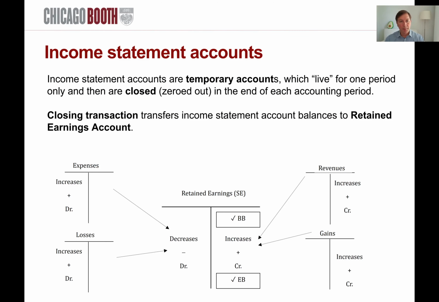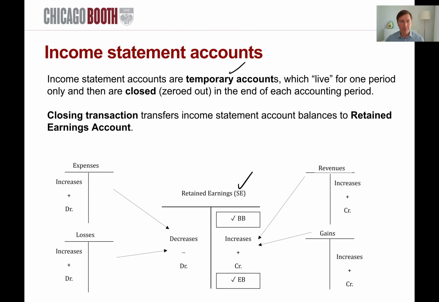Okay, last time we talked about balance sheet accounts, and retained earnings is one of those. These are cumulative accounts. Besides balance sheet accounts, we also have income statement accounts, right? Income statement accounts are temporary accounts. They live only for one period of time, and then they are zeroed out, right? We don't literally wipe out the balances on those accounts. We simply transfer those balances to the retained earnings account.